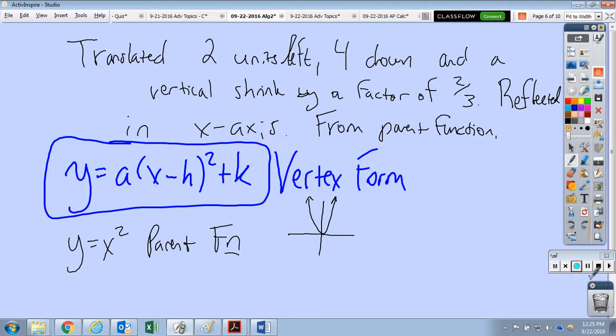Okay? When we are doing these transformations, we want to start off with vertex form, which is this here, which you need to have memorized. And we have the parent function, which is just the basic y equals x squared. We have to have that memorized.